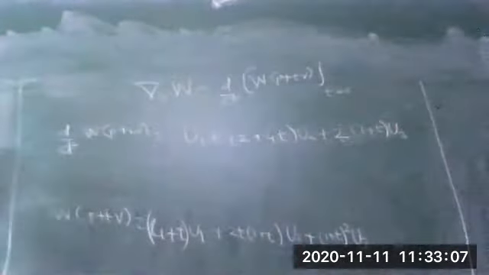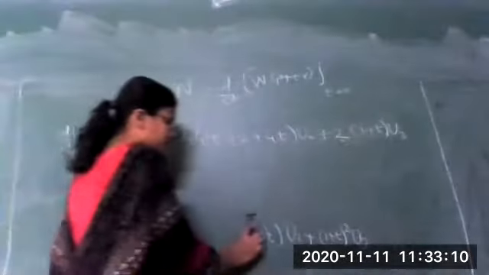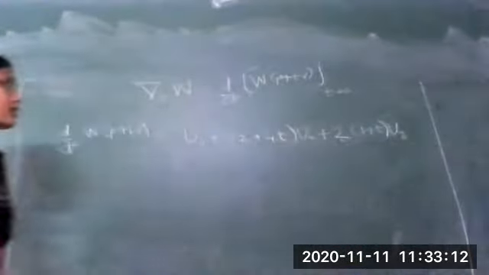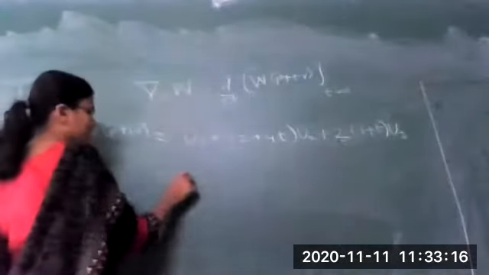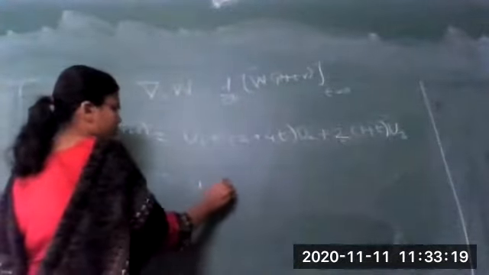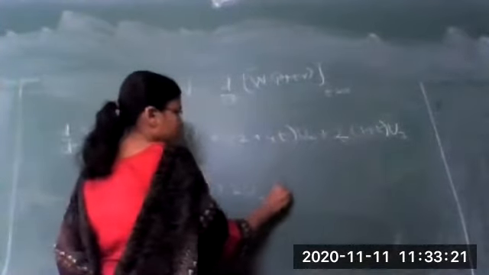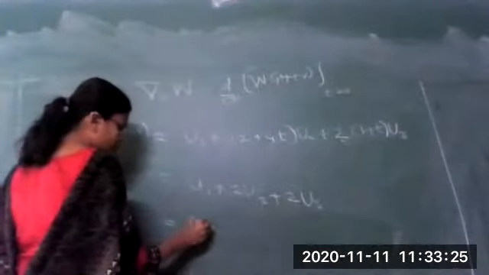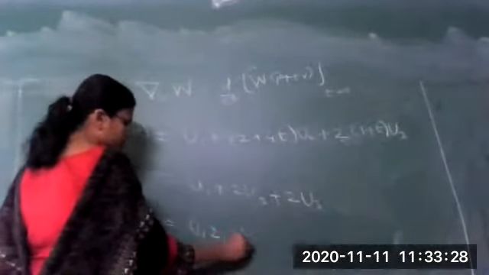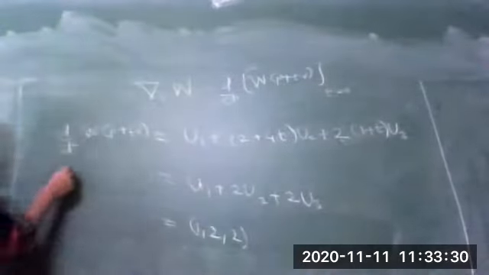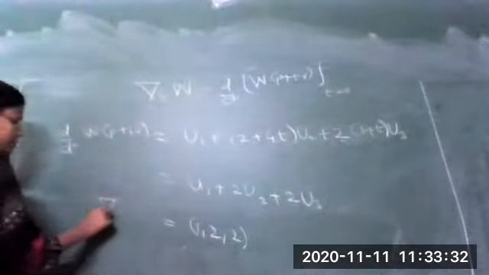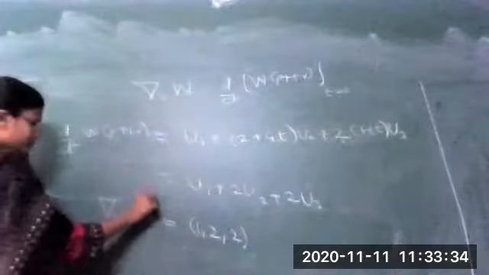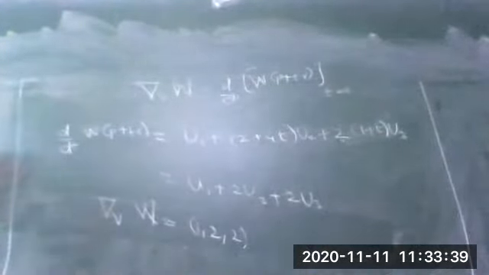Okay, so we have found d by dt of W of P plus tV. Now we have to find the value of this at t equal to 0. So just put t equal to 0. What I get is u1 plus 2u2 plus 2u3, so I can write this as 1, 2, 2. So the value of d by dt of W of P plus tV, that is the covariant derivative of a vector field W in the direction of a tangent vector V, is nothing but 1, 2, 2.